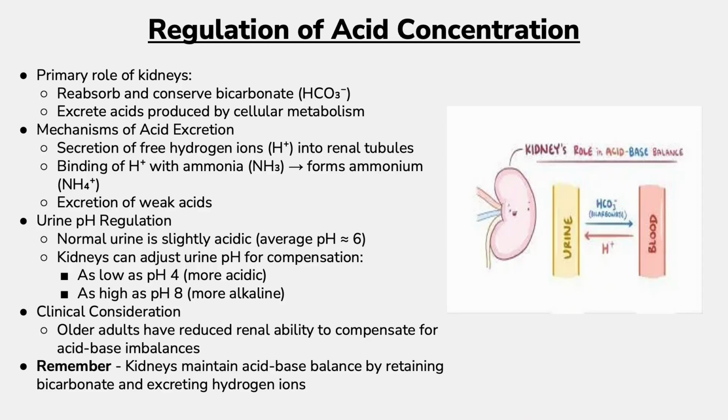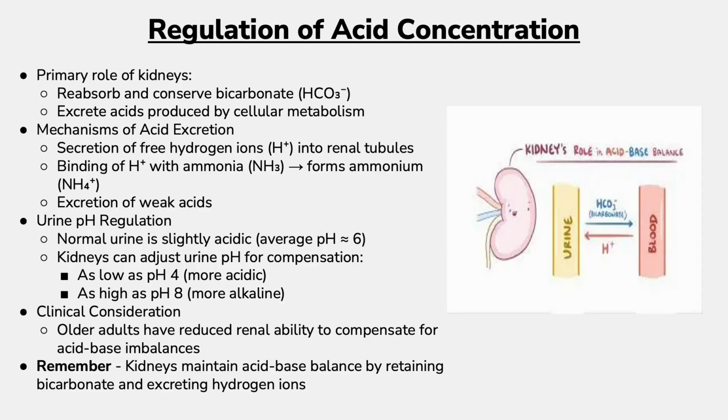The kidney can also adjust the pH of the urine as a compensatory mechanism. Normally, urine is slightly acidic. The average pH of the urine is about 6. However, depending on the body's needs, the kidneys can make urine more acidic, lowering the pH to around 4 by excreting out the acid, or more alkaline by retaining the acidity and increasing it to about 8. So it's important to note the key clinical consideration.